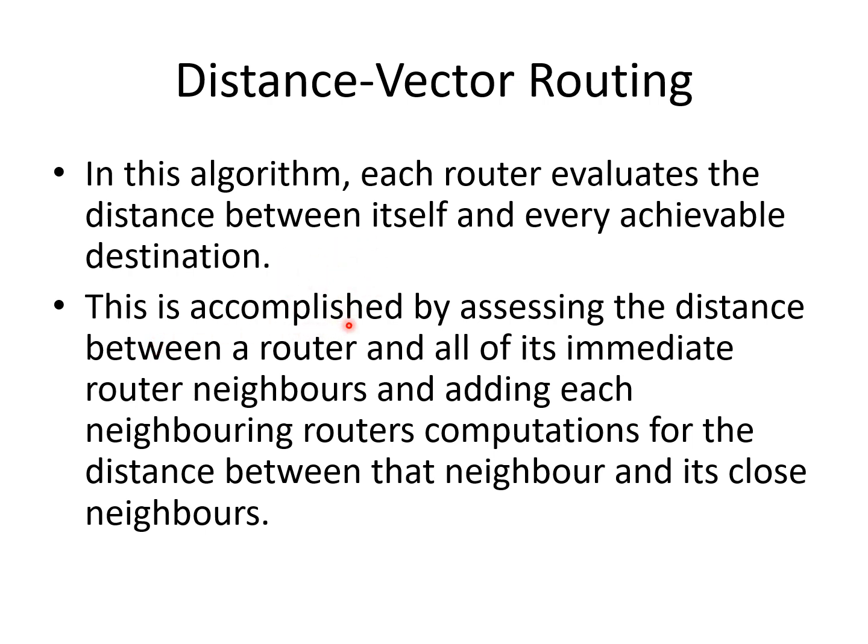This is basically done by assessing the distance between a router and all of its immediate router neighbors, and adding each neighboring router's computations for the distance between that neighbor and its close neighbors. That means it calculates the distance with each immediate neighbor router. Distance vector routing is basically an algorithm in which each router maintains the distance with its immediate neighbors.